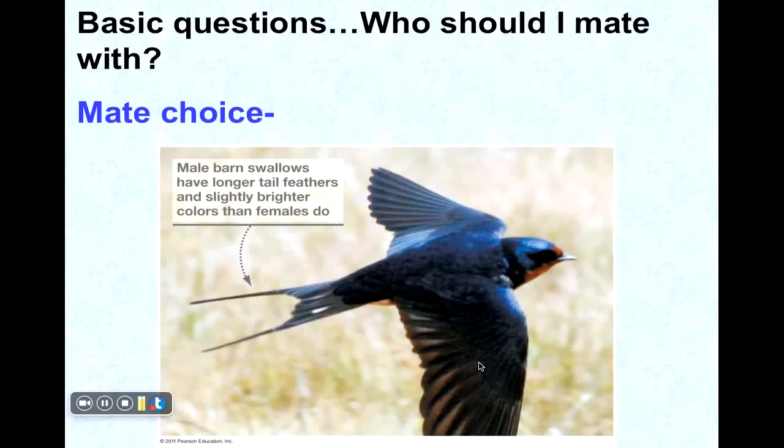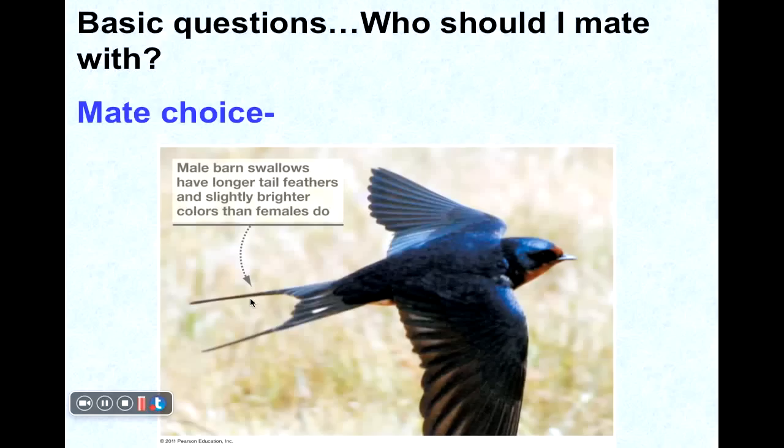Who should you mate with? Well, mate choice: there are obviously many examples of factors that influence mating in different species of animals. Just as one example, take a look at barn swallows. Barn swallows have these very distinctive tail feathers, which help them in their acrobatic flights. Male barn swallows tend to have fairly long tail feathers.